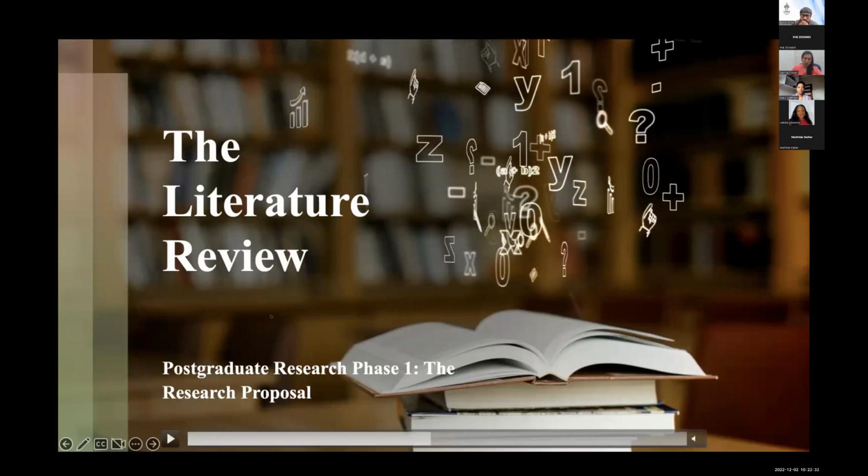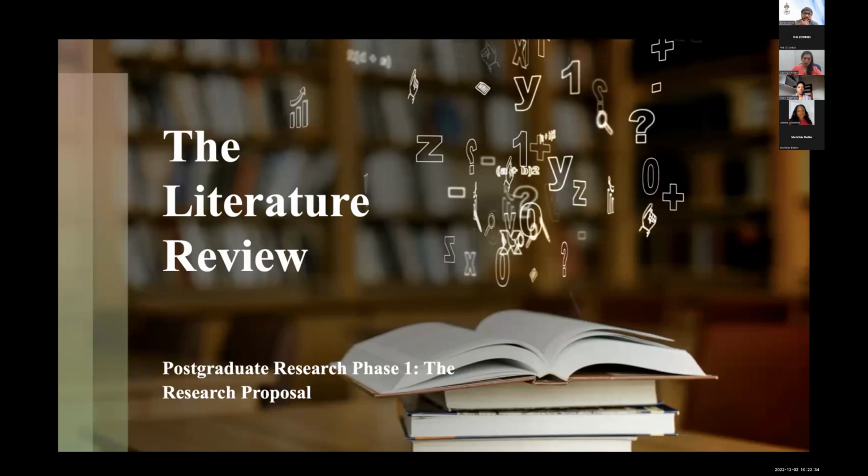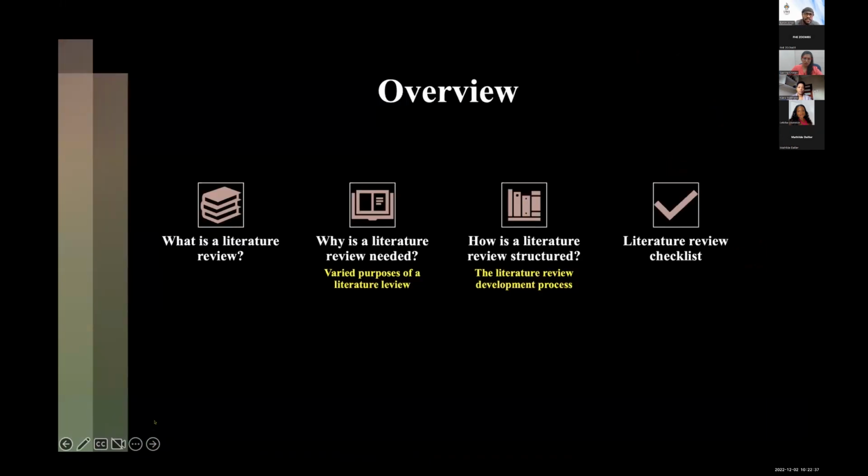So the first order of business is to give a small overview of what we are going to be looking at. We want to determine what a literature review is. We want to talk about its importance. Why is it needed? Now, we have decided that we do need it. Now, how do I go about structuring my literature review? And when you think you are done, let's look at that checklist and see if we have everything that we are supposed to have included.